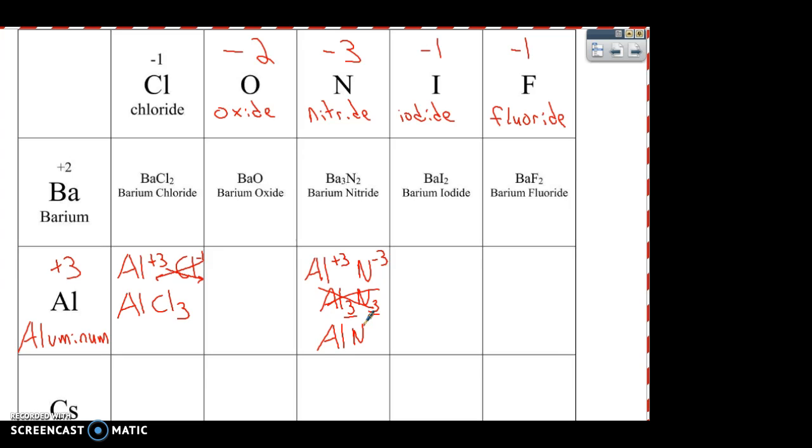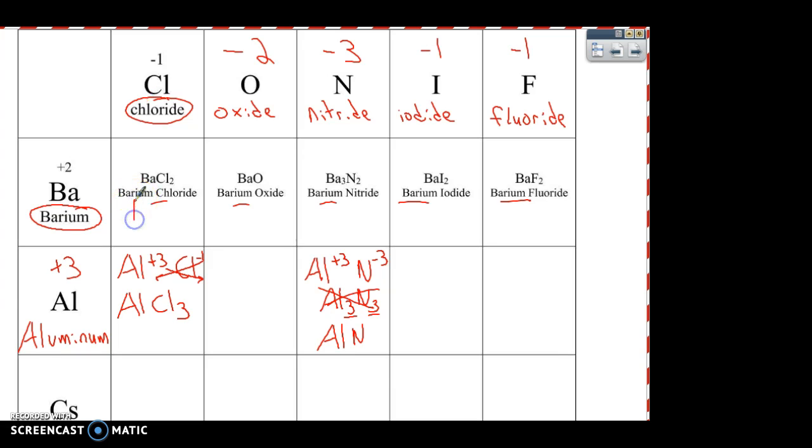Now, if you're working on a chart like this, don't bother writing the names in each individual box. What you see with the example that I have here, the way you get the name is you take the name of the cation, which in this case was barium, and the name of the anion, which is chloride in this case, and you just put them together.